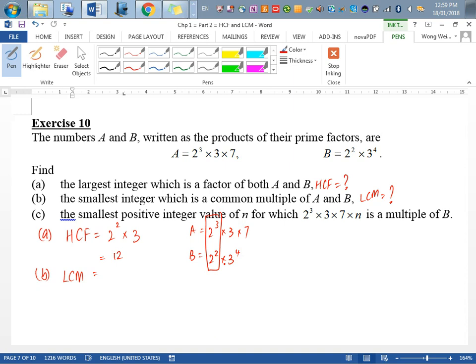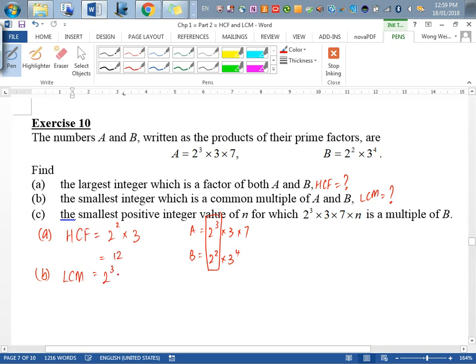I can't hear you. Do you know what's a power? It's that little number at the top. Which one has the higher power? 2 cubed, right? So we choose the one with the higher power.